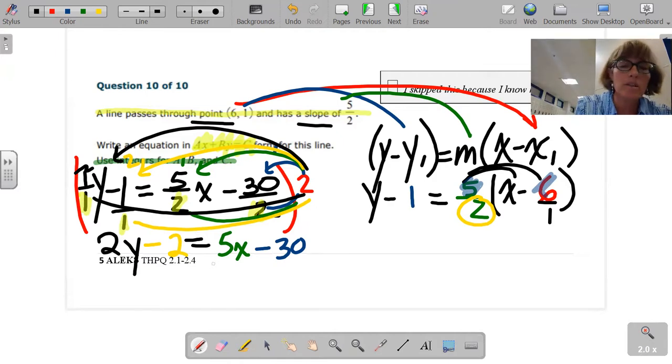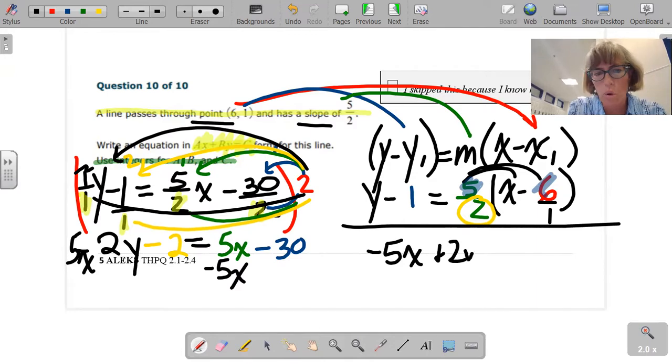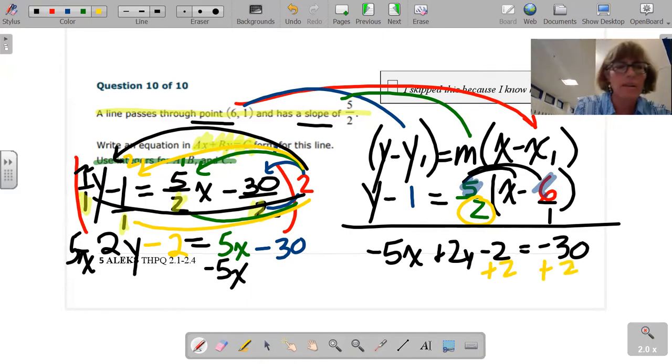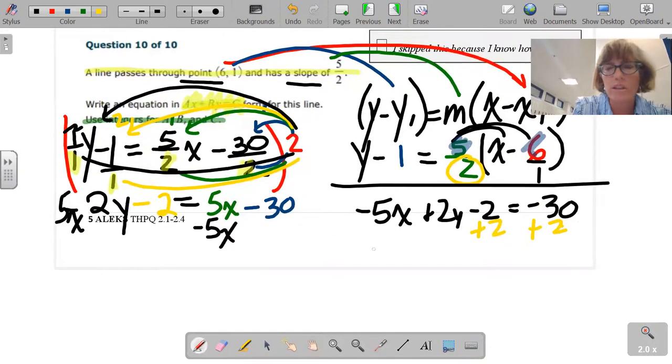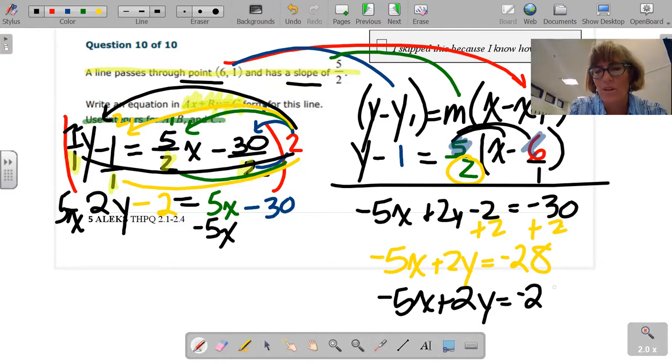So I'm going to get my x's to the left, minus 5x, minus 5x. My next line reads negative 5x plus 2y minus 2 equals negative 30. So now I add 2 to both sides. And I have my equivalent equation, which is negative 5x plus 2y equals negative 28. You write this down again. That's negative 5x plus 2y equals negative 28.